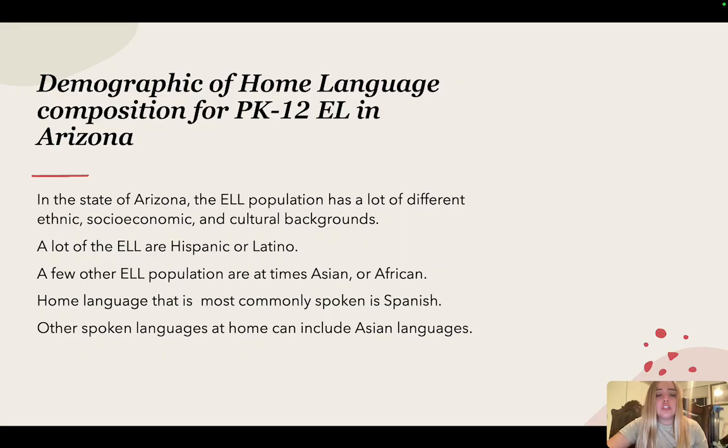Other languages spoken at home can include Asian languages, but from what I've seen at my workplace, it's mainly a lot of Hispanic or Latinos. Maybe I will see a few Asian and African too, but out of the whole English language learners in the program, maybe one or two.